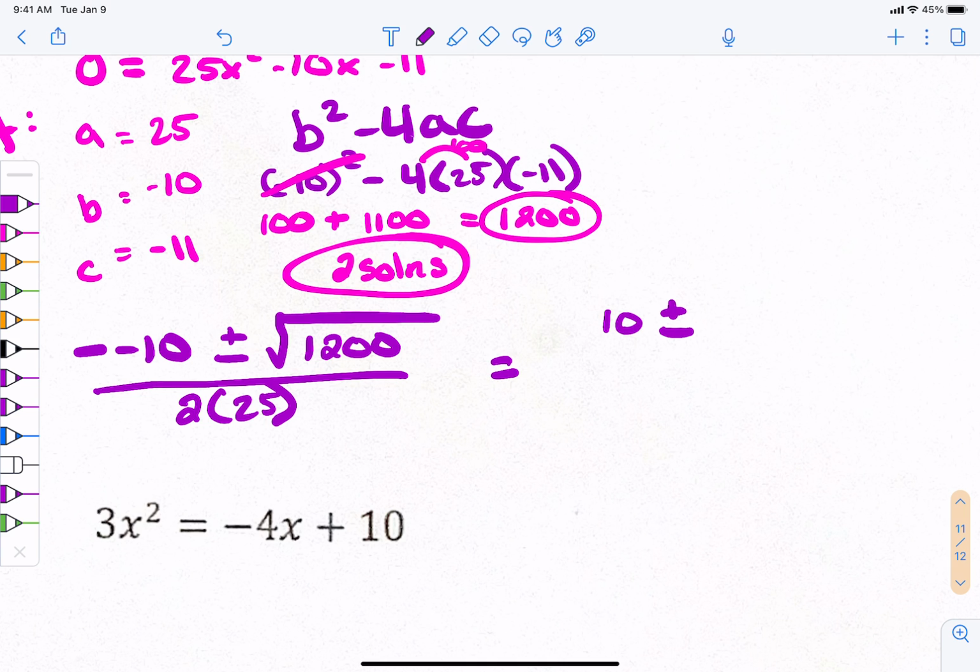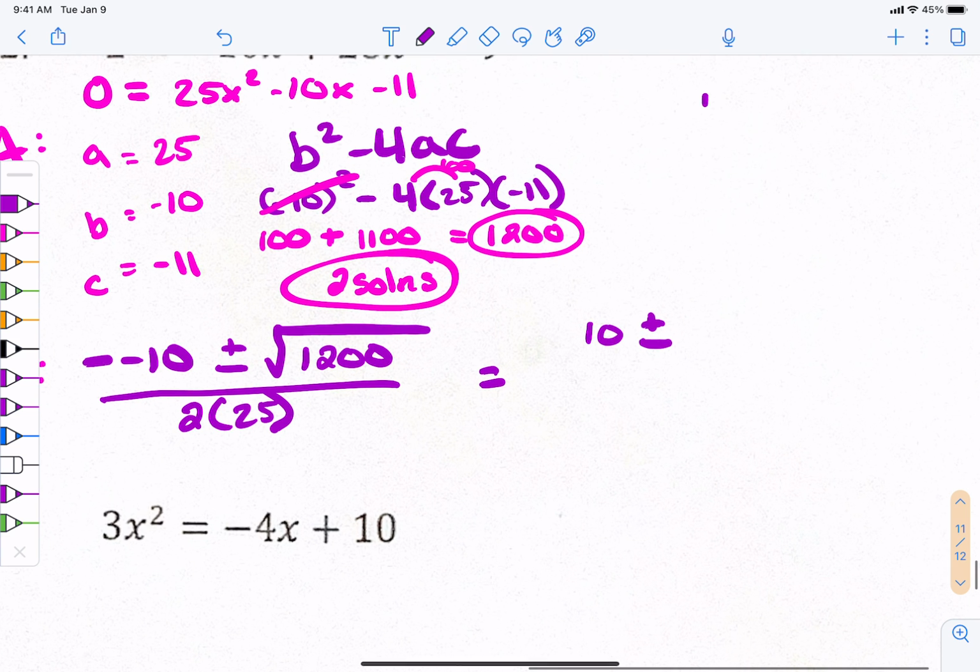Okay, let's do this real quick. 1200 will break down into something. What number goes into 1200? 600 times 2. But you can't take the square root of 600 and you can't take the square root of 2. Why don't you just write it out? 300 and 4, 400 and 3. It breaks down more, 400 times 3, I like that one.